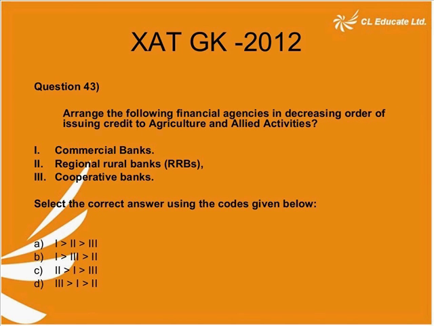Again same. Now, the financial agency in the decreasing order of issuing credit to agricultural and allied activities. Now these three banks, as I have told you, are already there in the rural sector. Now the point is, in the decreasing order of issuing credit.